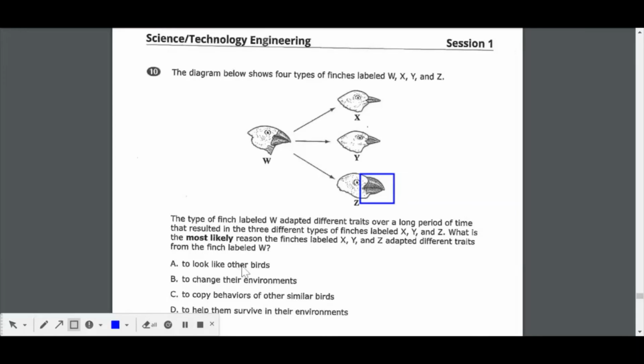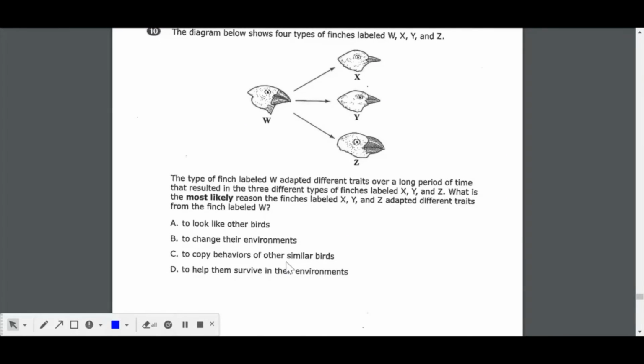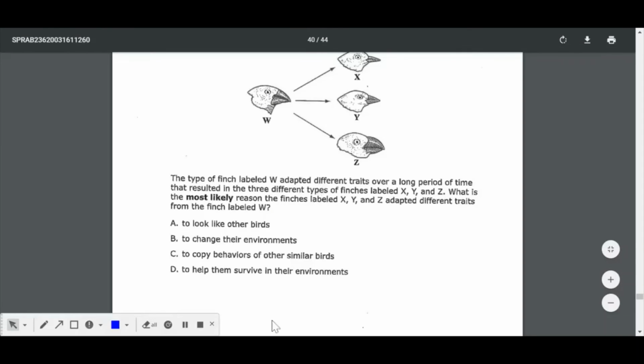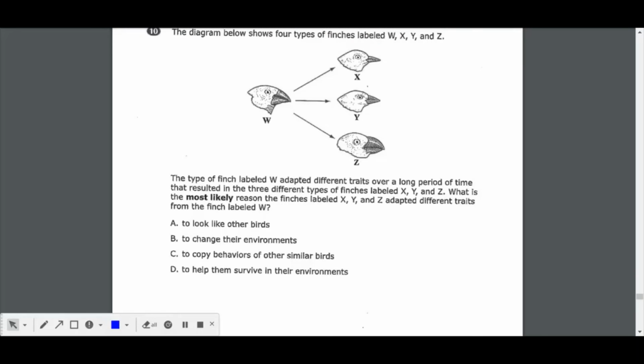Would it be to look like other birds? Would a finch change the shape of its beak in order to look like something else? Would it change to their environment where they're living? Would it copy the behaviors of other birds? So would it change to look like everyone else, or to do the same things as everyone else? So if one bird is eating flowers, is it going to change so it can eat flowers as well? Or is it to help them survive in their environments?